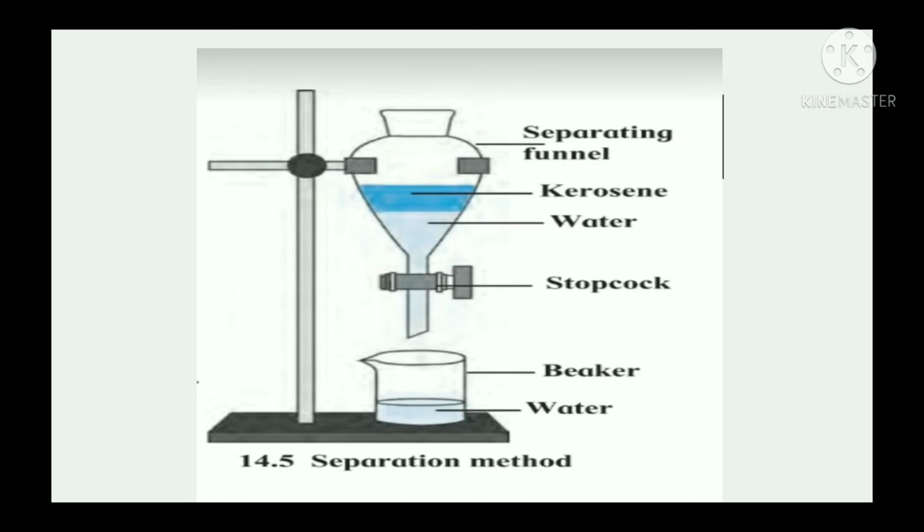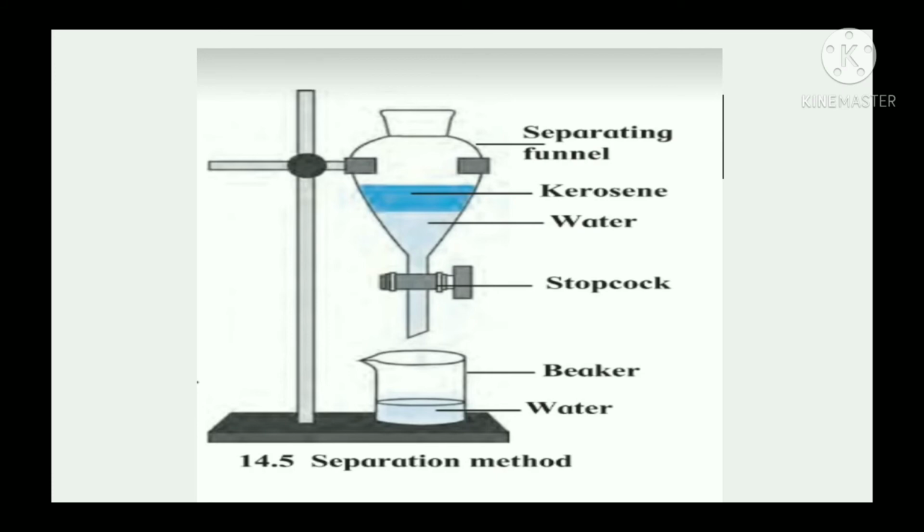Don't shake it. Keep it undisturbed for a while. Water will remain below and kerosene will float on it. Now, without shaking the separating funnel, remove the stopper. Open the stopcock to collect the water at the bottom of the funnel in a beaker.